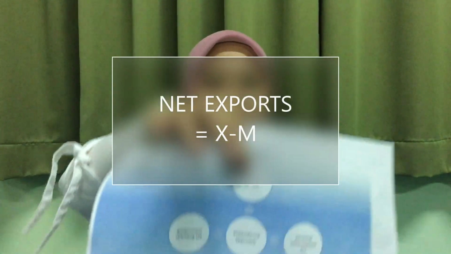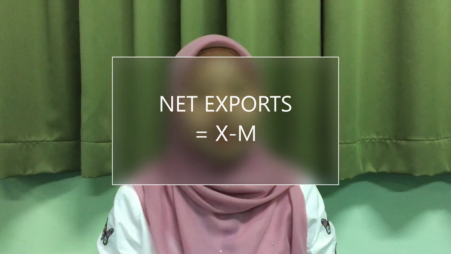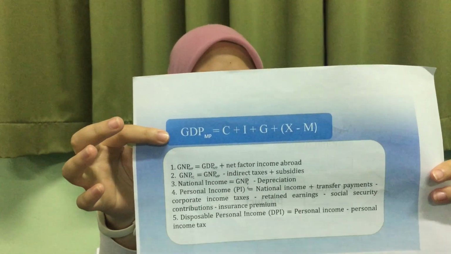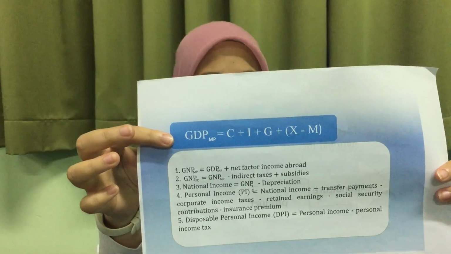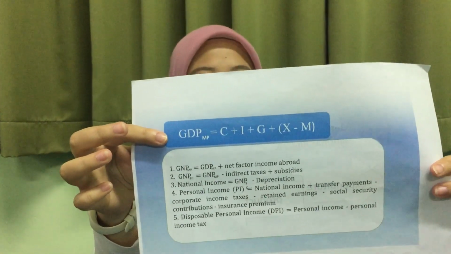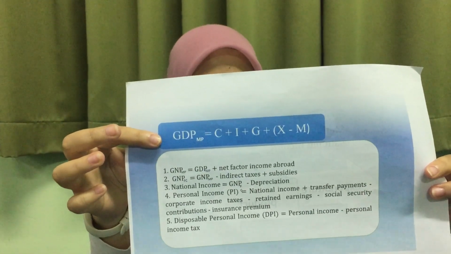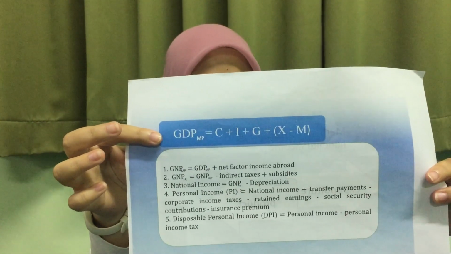Lastly, net exports, X minus M. Net exports is the difference between the value of exports and the value of imports. In the expenditure method, gross domestic product, GDP, is calculated by adding up all of the 4 items of expenditure as follows. GDP at market price equals C plus I plus G plus X minus M, which is GDP, gross domestic product at market price, equal to C, personal consumption, plus I, investment, plus G, government spending, plus net export.